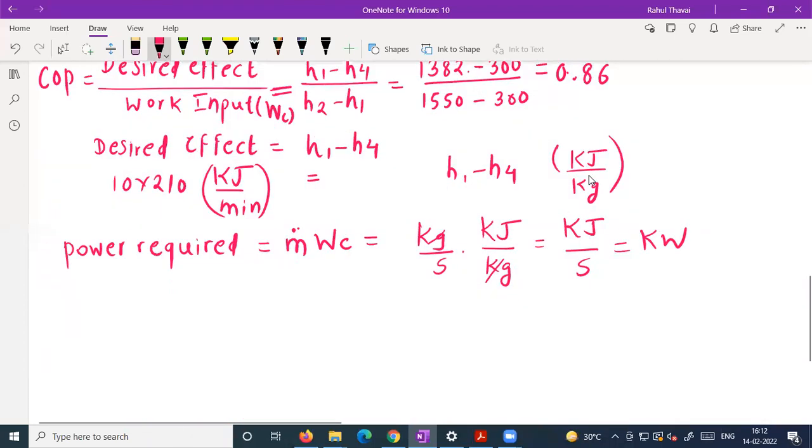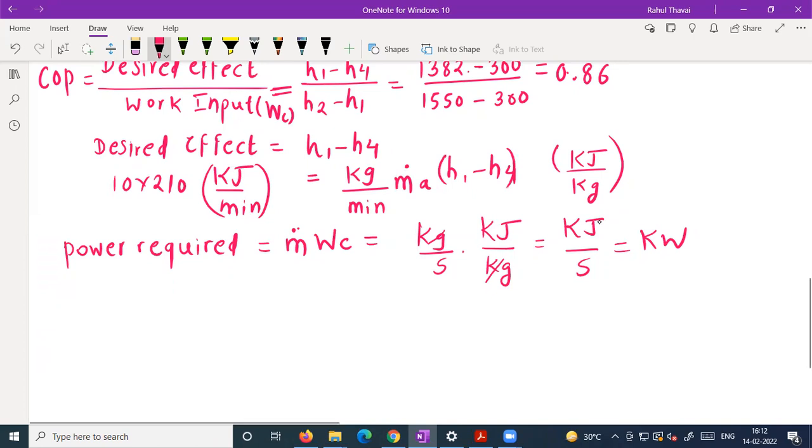But what about the right hand side? It is only in kilojoule per kg, right? So will it be okay? Left hand side and right hand side are not equal, right? So what we'll do is multiply it by kg per minute. That means we'll multiply it by the mass flow rate of the air.